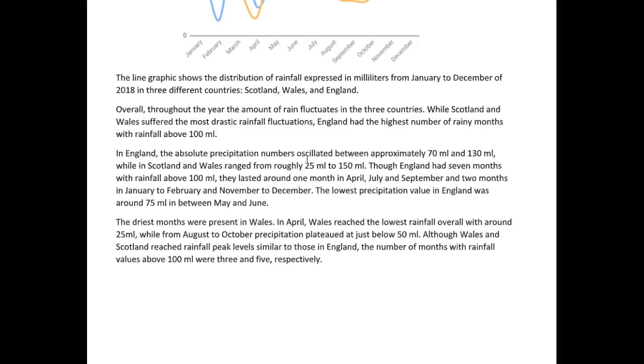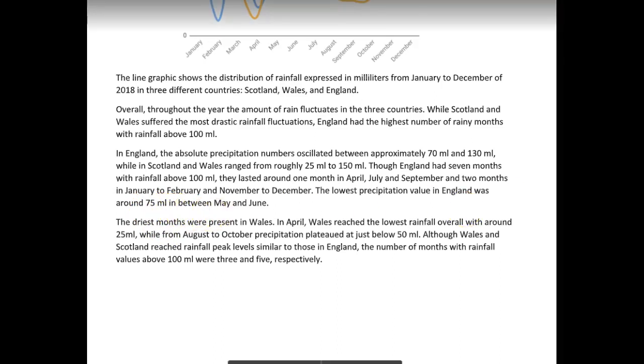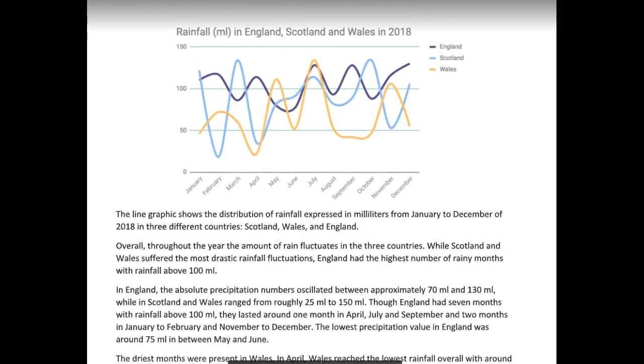Though England had 7 months of rainfall above 100 ml, they lasted around 1 month in April, July, and September, and 2 months in January and February and November. That's a little detailed. Okay, but fine. The lowest precipitation value in England was around 75 ml in between May and June. 75 ml, England here. Okay, fine.